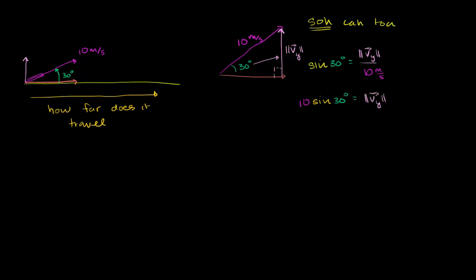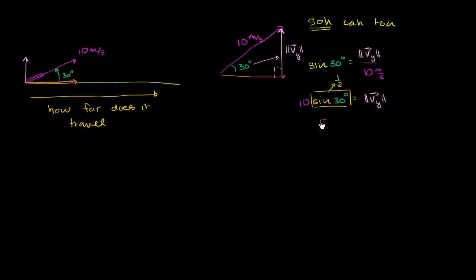You might have memorized this from your basic trigonometry class. You could get the calculator out if you want, but sine of 30 degrees is pretty straightforward. It is 1/2. So sine of 30 degrees is 1/2. And so 10 times 1/2 is going to be 5.